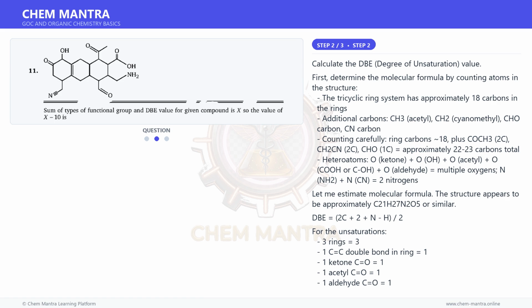DBE is calculated from C plus 1 minus H/2 plus N/2. For the unsaturations, 3 rings equals 3. 1 C=C double bond in ring equals 1. 1 ketone C=O equals 1. 1 acetyl C=O equals 1. 1 aldehyde C=O equals 1. 1 nitrile CN equals 2. Total DBE equals 3 plus 1 plus 1 plus 1 plus 1 plus 2 equals 9.